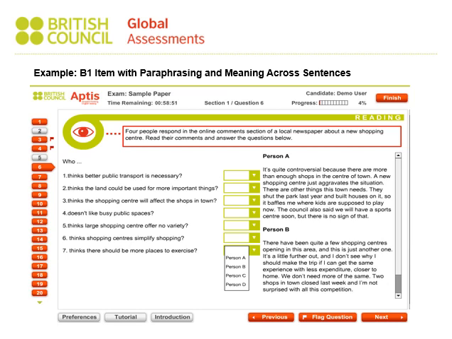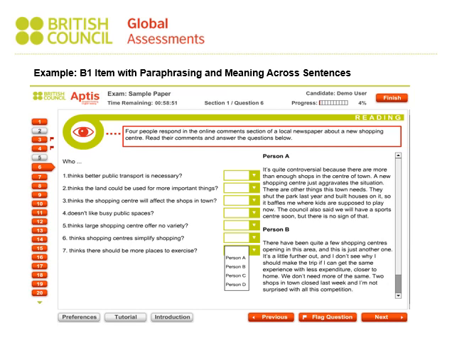So have a look at this task. I suggest that you pause the video for a moment just to read it, and then we'll talk about how it works. So there are 4 people who each give an online comment, the context being a new shopping centre that's opened in a local town, and these comments are in the local paper.